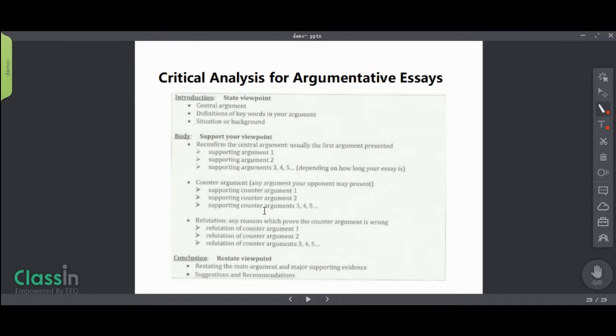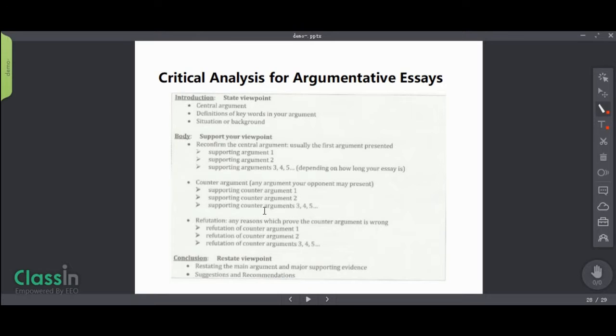First, you can use supporting arguments, supporting argument 1, supporting argument 2, 3, 4, 5, depending on how long your essay is and how much evidence you have collected, to demonstrate why your viewpoint is right. That's the first step. So the next step, counter-arguments, or any argument that your opponent may present.